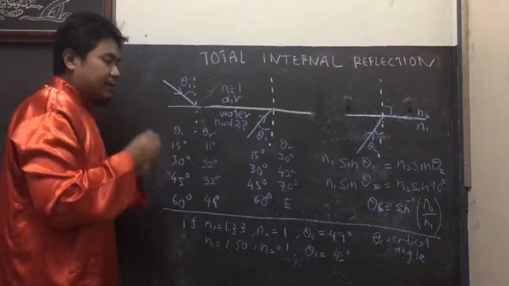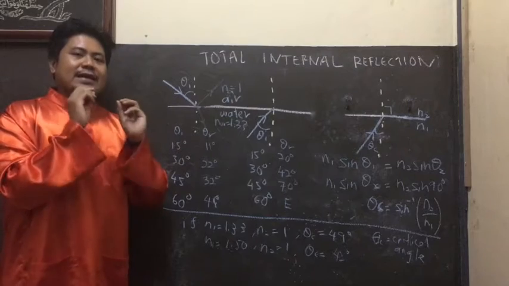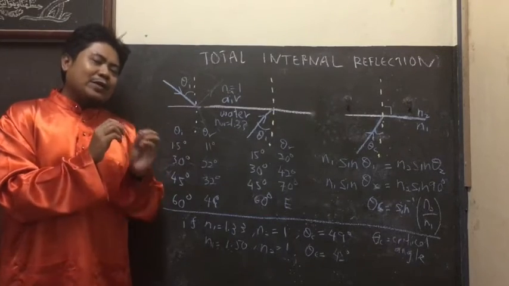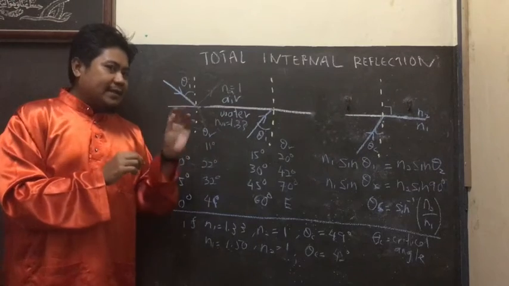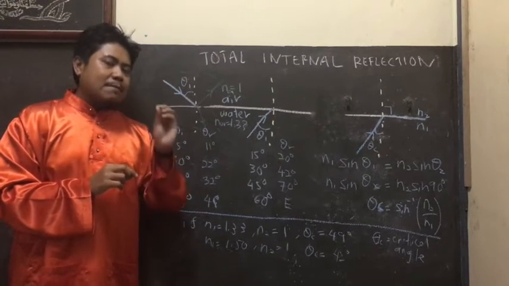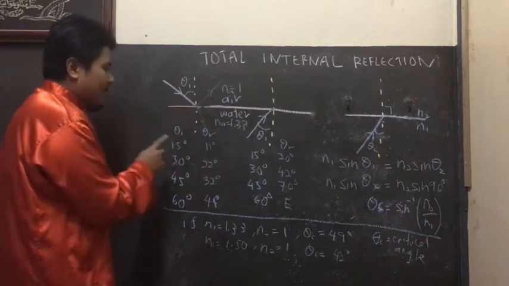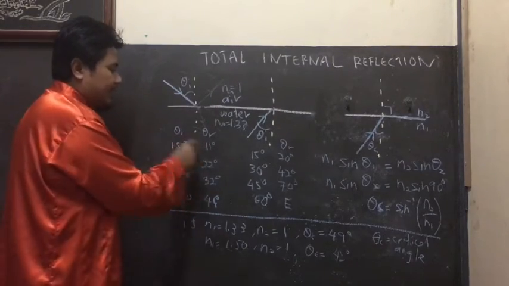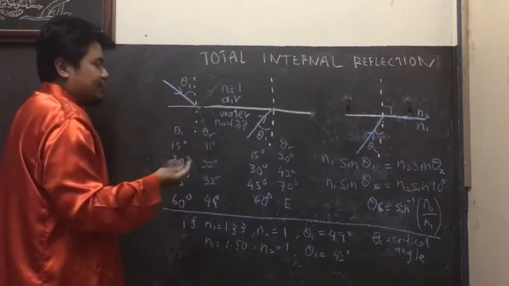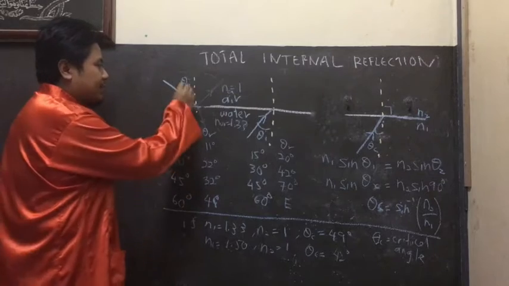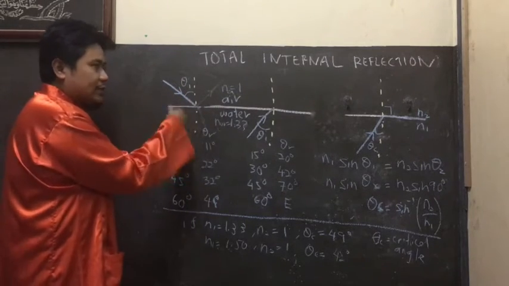By calculation, make sure that your calculator is set in degree mode. In chapter 1, you usually use radian mode, but in optics we have to use degree mode. So you can get 11 degrees. You see 11 degrees is smaller than 15, right? This is logical. That means this is 15 and this is 11 degrees. So it is closer to the normal.